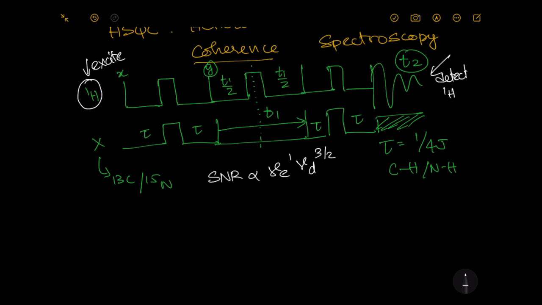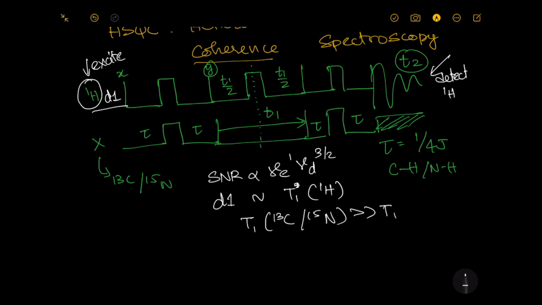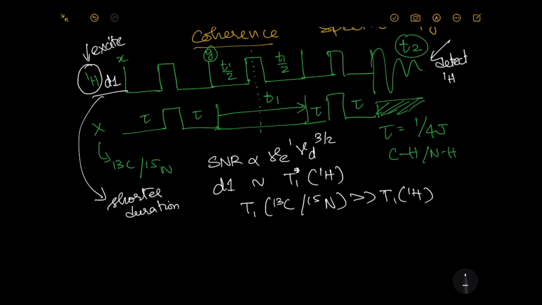In addition, if you might remember, the recycle delay which is required to get the steady state magnetization will now be determined by the proton relaxation. Generally, it is known that the T1 times of 13C and 15N are much greater than the T1 times of proton. Therefore, you would be able to repeat the experiment much quicker, waiting for a shorter duration of the recycle delay.